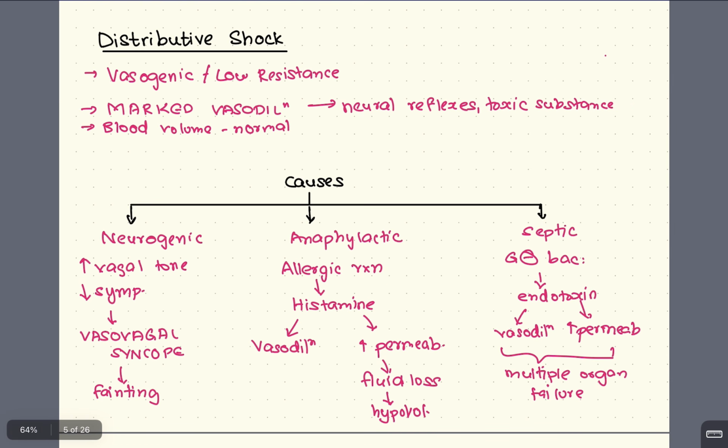Basic point, it's vasogenic, which means marked vasodilation, and marked vasodilation is due to neural reflex or toxic substance, divided into three: neurogenic, anaphylactic, septic. In anaphylactic, the main point is histamine release causing vasodilation and increased permeability. In septic, endotoxin causes vasodilation and increased permeability. In neurogenic, there is vasovagal syncope which results in fainting because of increased vagal tone. One point to note here is that it is also called warm shock. We call hypovolemic shock cold shock and distributive shock warm shock because the skin is warm. Hope you understood that.